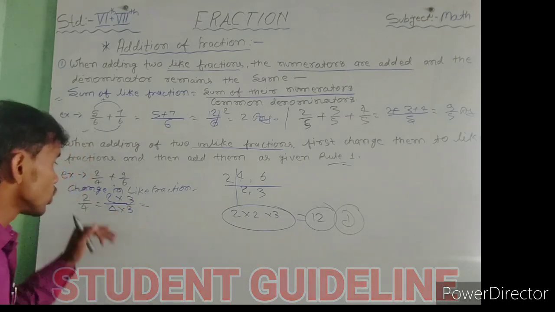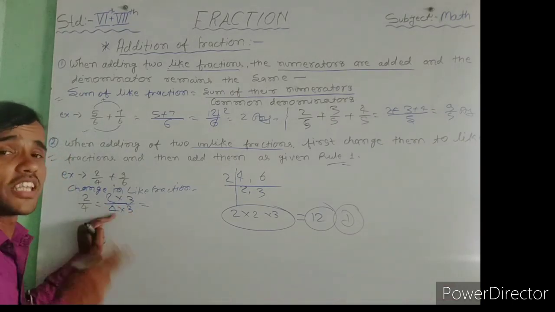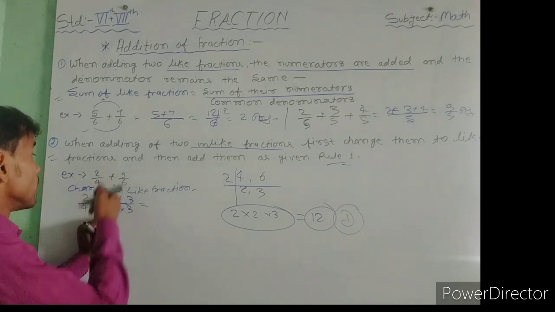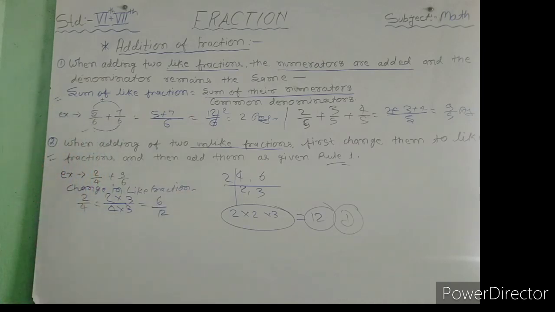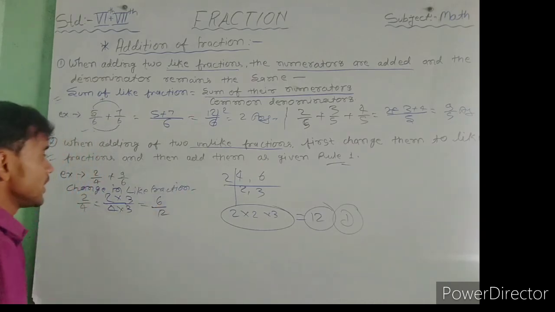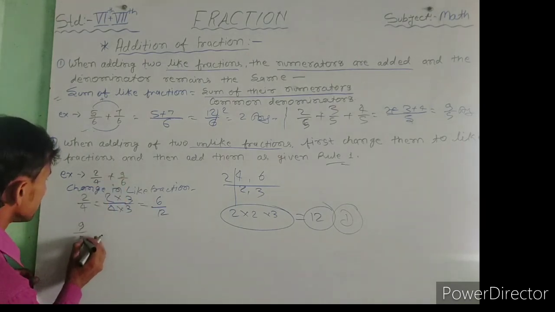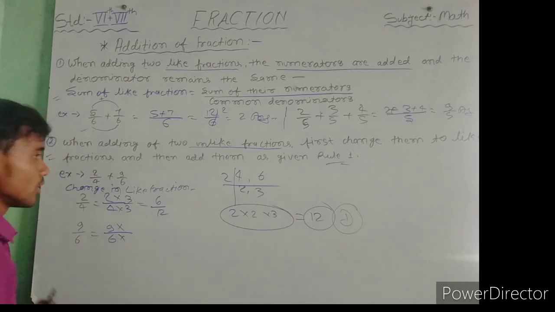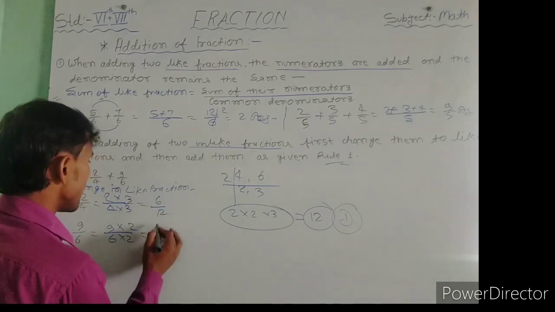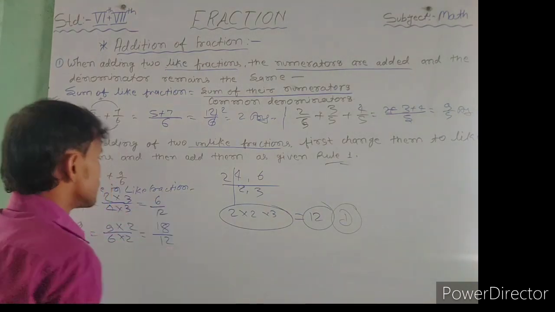So you also know that whichever number we multiplied in the denominator, that same number we multiply with the numerator. Is that clear? 2 threes are 6 and 4 threes are 12. Okay, and next point, 9 by 6. 6 times 2 is 12, so 9 times 2 is 18 and 6 times 2 is 12. So that's your answer.